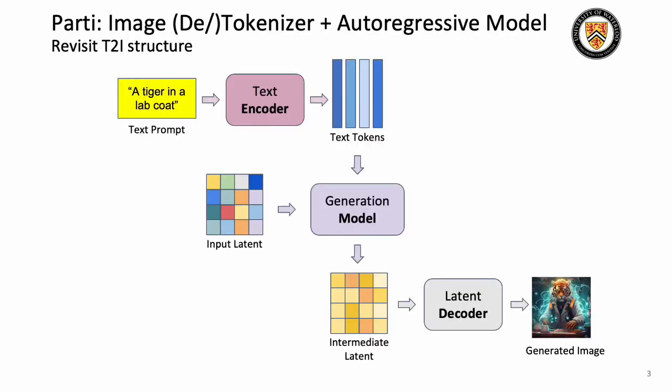So Party is presented as a two-stage model which has an image tokenizer, detokenizer alongside an autoregressive model. To dissect its structure, let's revisit the text-to-image schematic. A text-to-image model begins with a text prompt, which is passed to a text encoder that translates the input into a series of discrete tokens. These tokens are then fed into the generation model, which interacts with an input latent space. Then a model generates the intermediate latents. Finally, a latent decoder interprets these intermediate representations, constructing the output as a detailed photorealistic image that corresponds to the original text prompt.